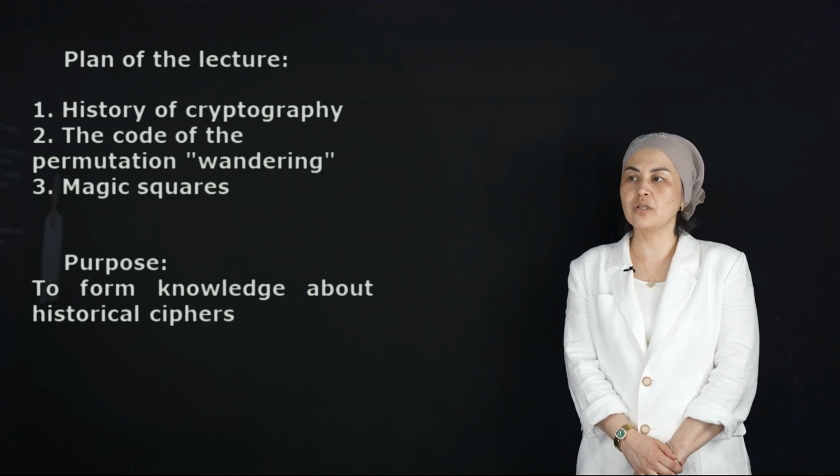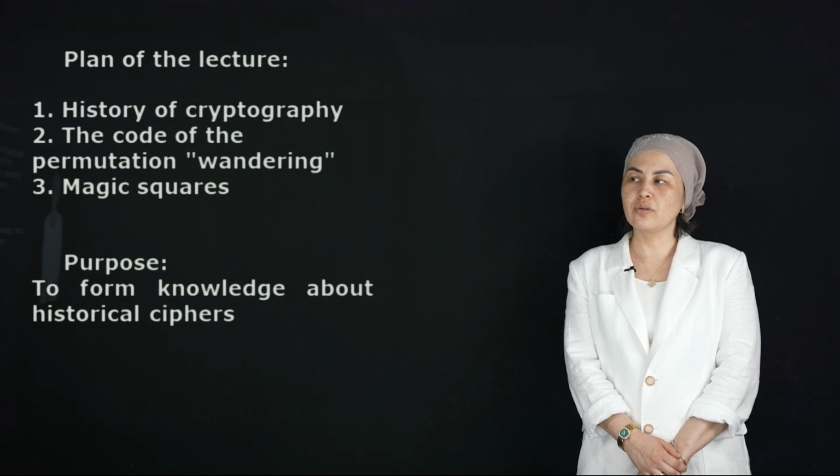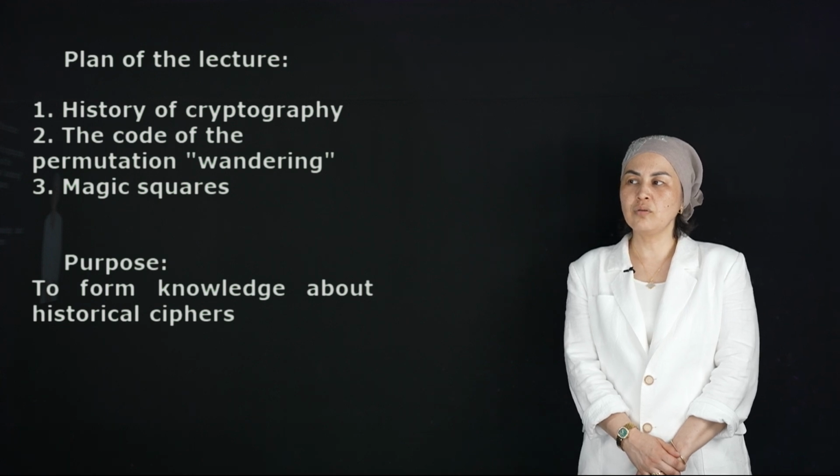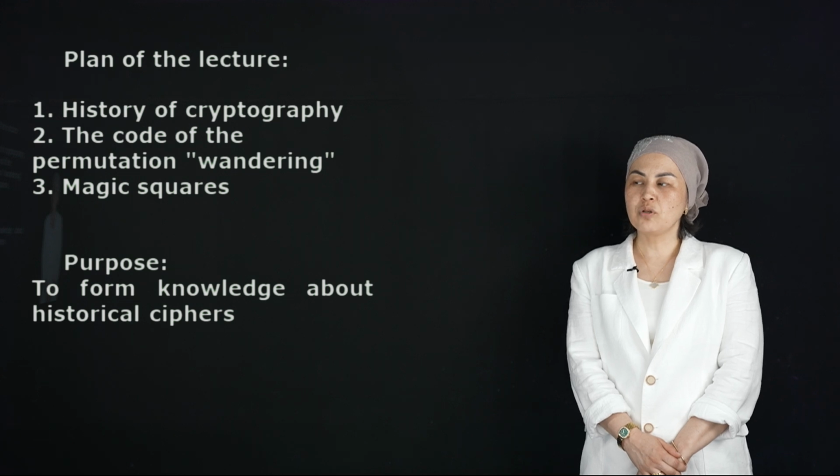So let's start our lecture. The plan of the lecture consists of three topics. The first is about the history of cryptography. The second is about the code of the permutation wandering, and the last one is about magic squares. The purpose of our lecture is to form knowledge about historical ciphers.